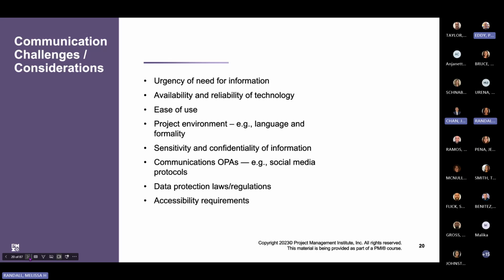So, communication challenges and considerations. These are some of the things that PMI wants you to think about. The urgency or need for information. So really, how quickly do I need to send it? Where does it need to go? That may be something the project manager would have to think about.